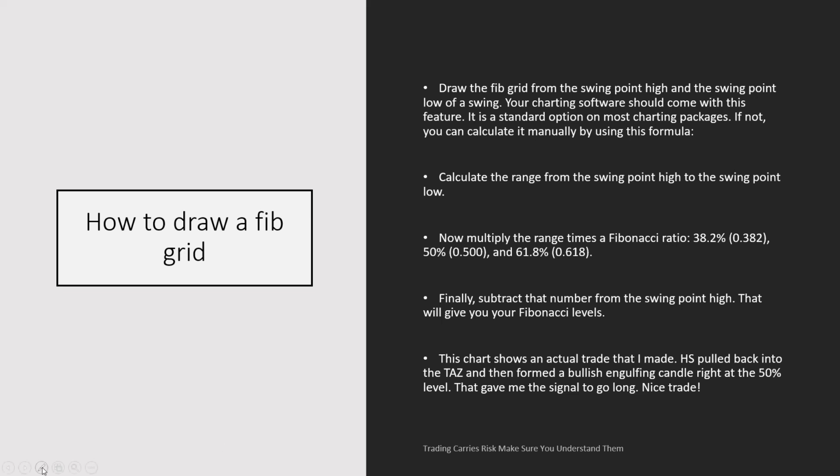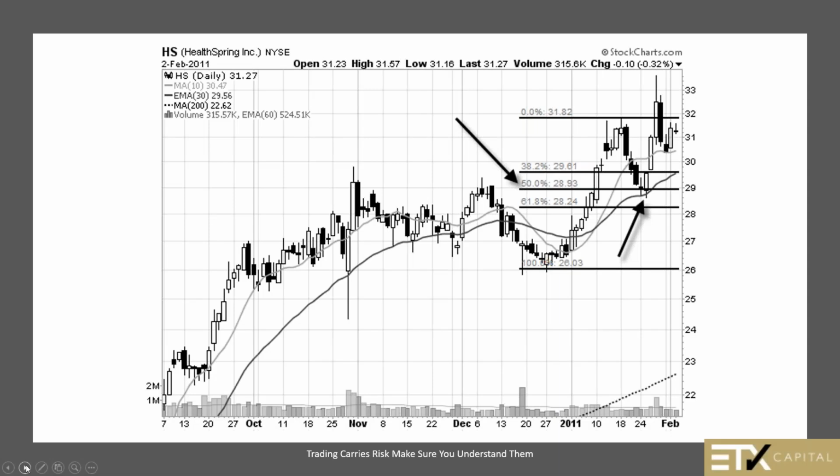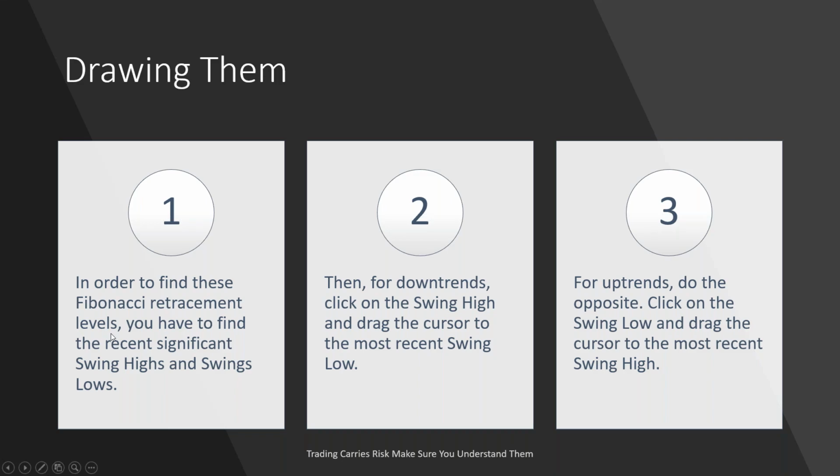And you simply now, the key to Fibonacci is finding the previous move. You're looking at a previous either uptrend or downtrend. So in order to find these Fibonacci retracement levels, you have to find the recent significant swing high and swing low. Then for a downtrend, click on the swing high and drag the cursor to the most recent swing low. For uptrend, do the opposite. Now, we're not talking about what it's trading in now. We're talking about the previous trend that is completed. So let's go look at a live chart.